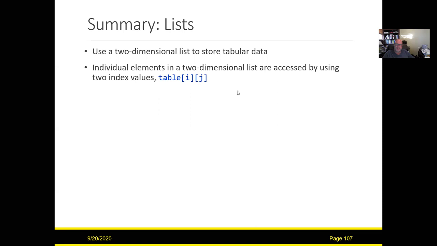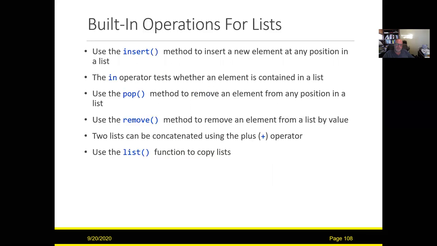So we do have a table that has rows and columns. For the built-in operations, we have insert. We can check to see if something is inside my list. And then pop is going to remove the last one. Remove is going to remove an element from the list.